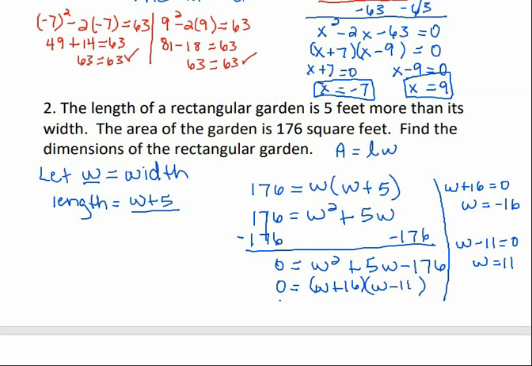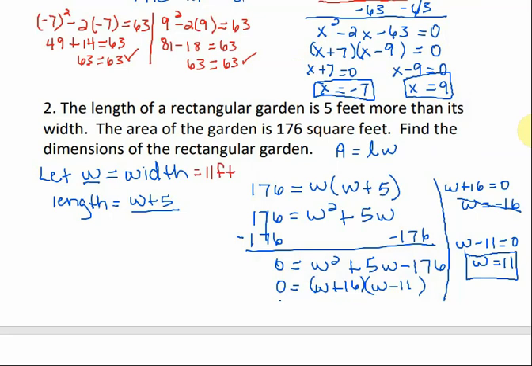Now, in the previous problem, it just said a number. Well, here we're talking about a dimension. This is the width. Well, our width can't be negative, so that is not a valid answer. So the only answer that we can use is 11. So this means that our width is 11 feet.